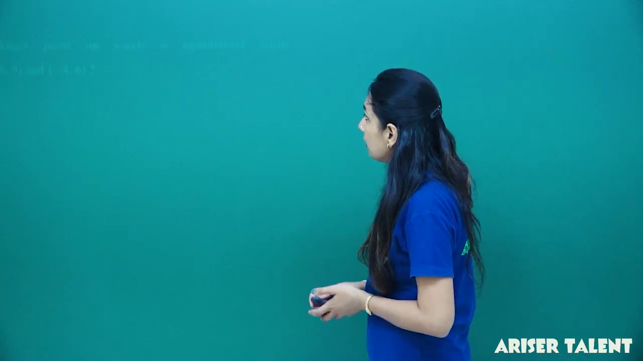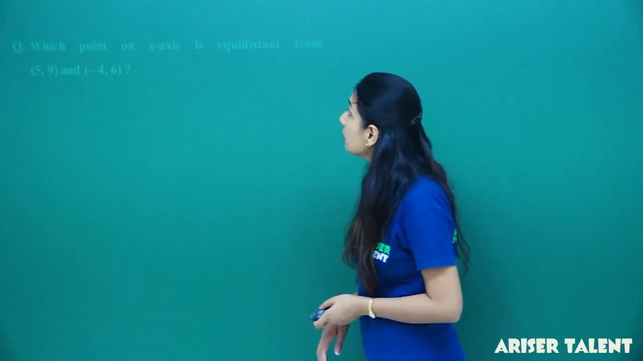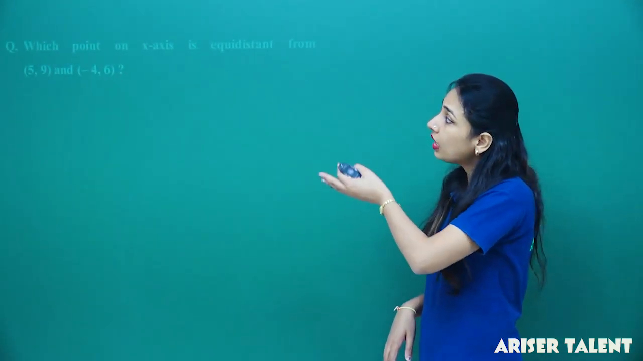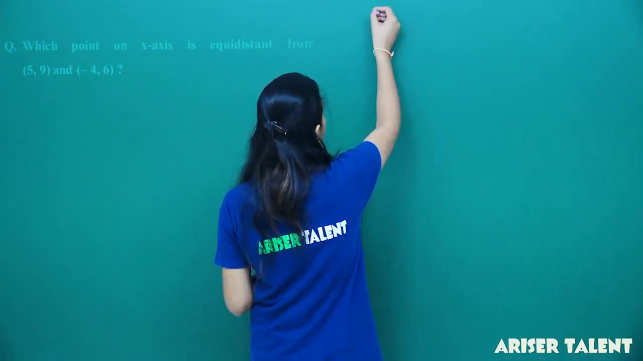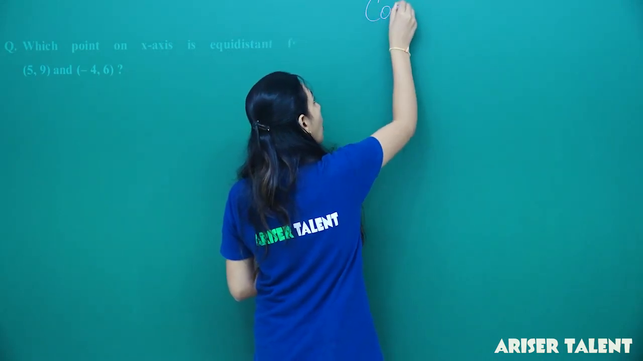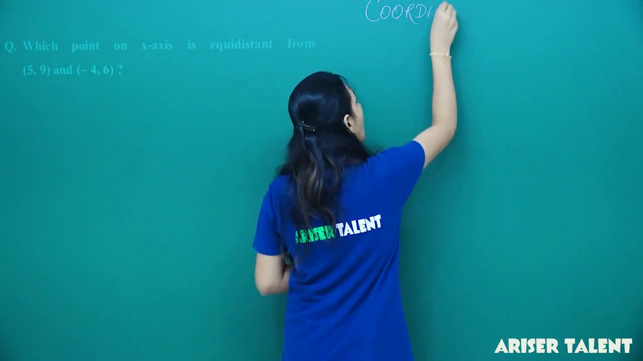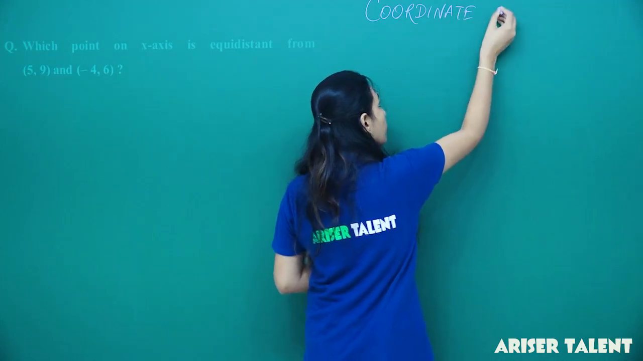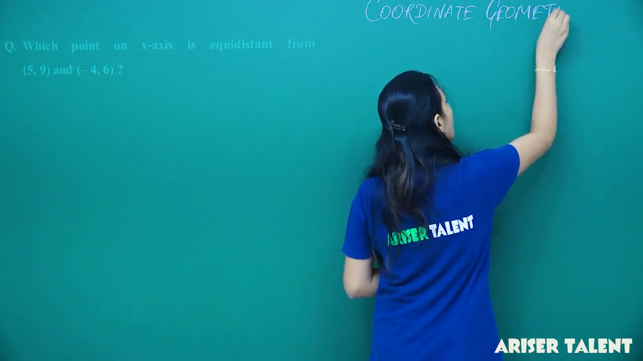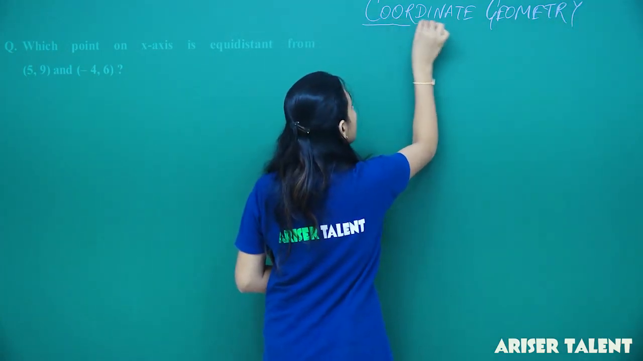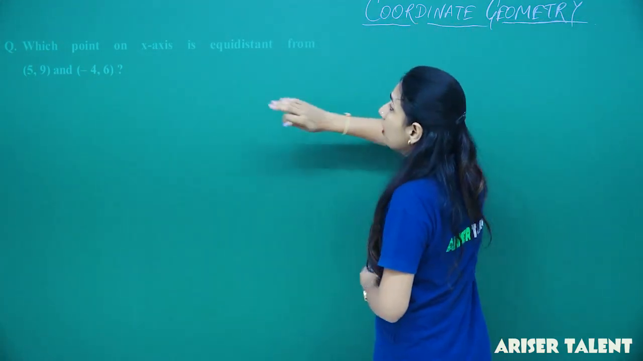Right, in coordinate geometry we were discussing some exercise questions. Right students, so with our question, which point on the x-axis is equidistant from these two points? These 2 points are given. So I'll be just writing the name of our ongoing chapter, which is coordinate geometry, and with that we'll start this question.